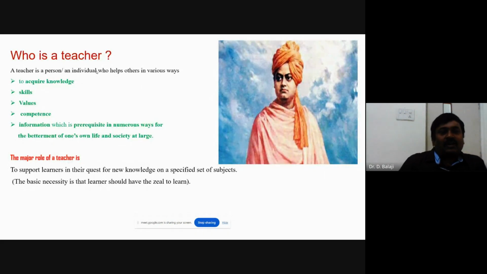The values the students have to get, and similarly the competence by which the students have to lead in the society. And at the same time, information which is a prerequisite in numerous ways for the betterment of one's own life and the society at large. So with regard to skills, what type of skills do students require in order to lead a beautiful life in this society? The creativity skills, the critical thinking skills and decision making skills, interpersonal skills, management skills, communication skills, teamwork, analytical, active listening. Like this, there are various skills required for the students to lead a beautiful life.